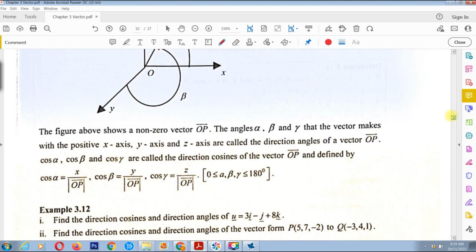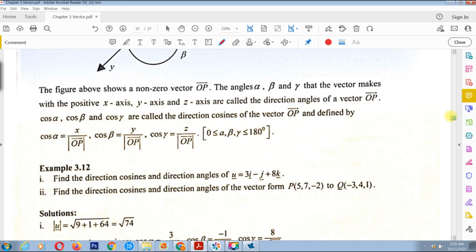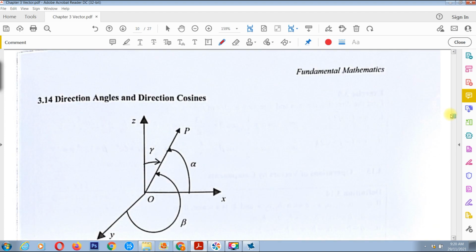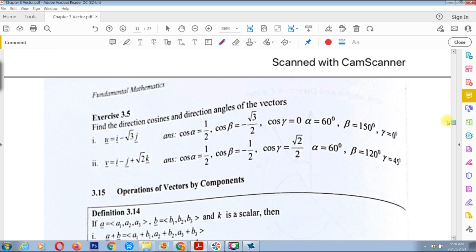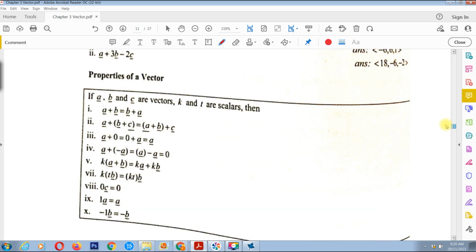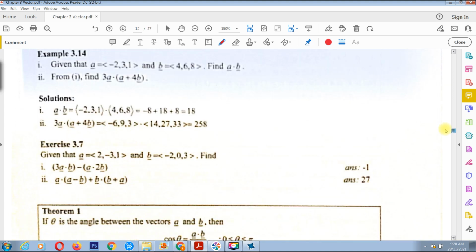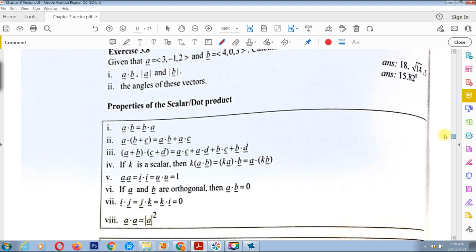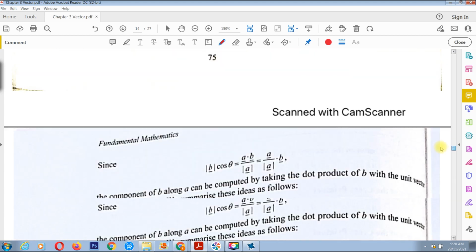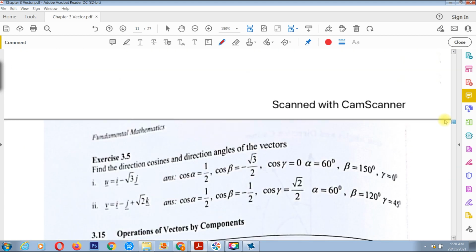Any for this is quite difficult. So we have this. Later, operations by component, properties of vectors, product of two vectors. So I stop.